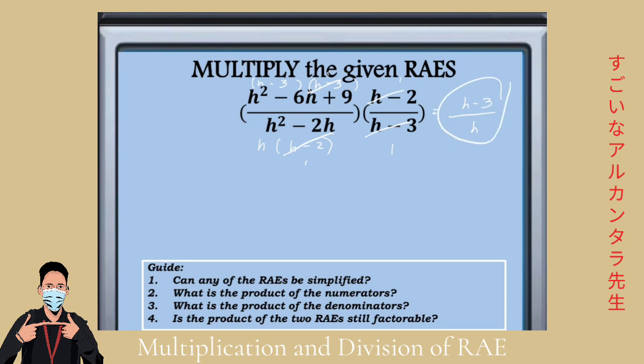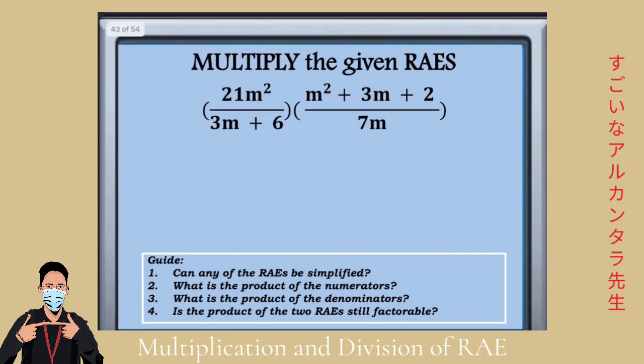Always remember again, you cannot cancel out the h's because the numerator is a binomial and the denominator is a monomial. The numerator is a binomial, denominator is a monomial. You cannot cancel out anything anymore. So this is your final answer. So basically, multiplying RAEs is simplifying and then multiplying, or multiplying then simplifying. That's all it is. That's why simplifying fractions is an important skill, similar with multiplying and dividing fractions.